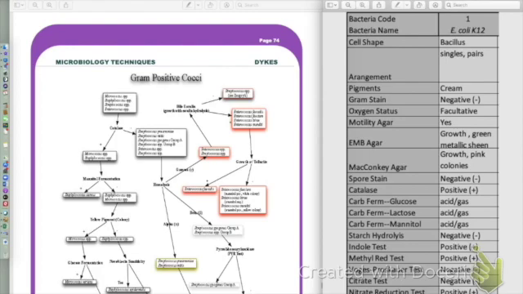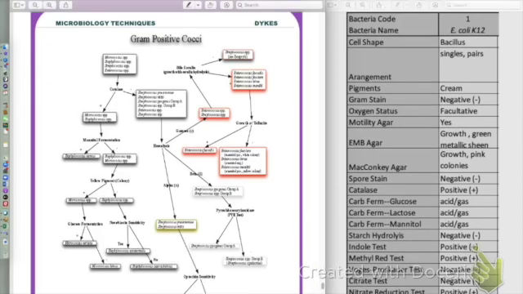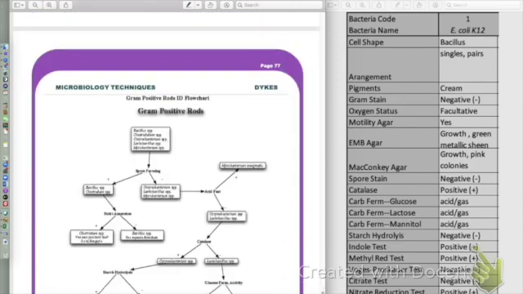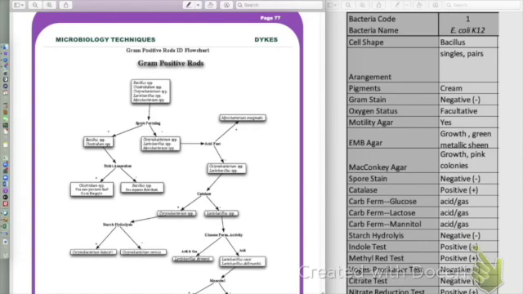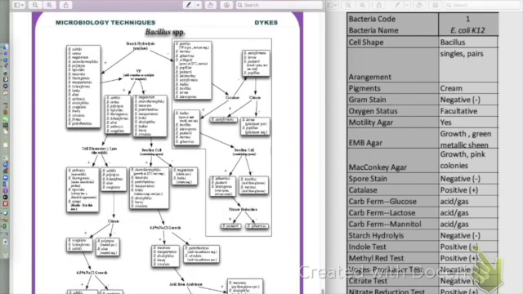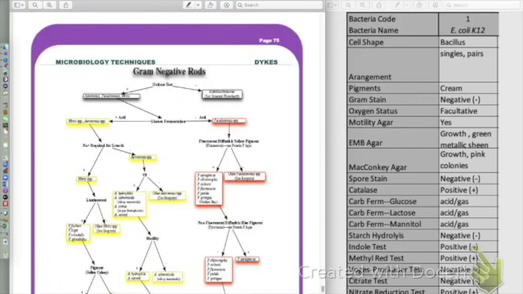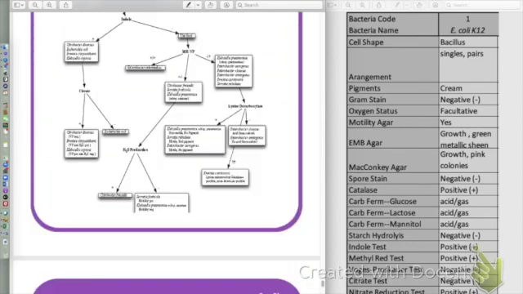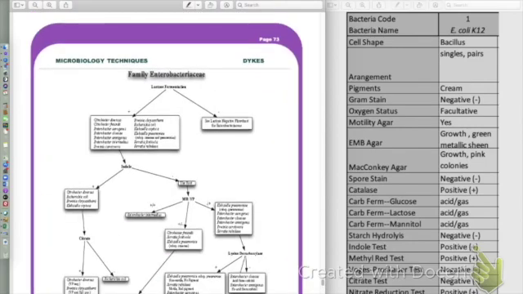Okay, so once you do the gram stain, that's really critical because that'll lead you to these flow charts. These flow charts in the back of your lab manual cover gram-positive cocci, gram-negative rods, and gram-positive rods. We don't have gram-negative cocci in this class, so we don't have that as an option. And then if it's a gram-negative rod, in some cases you would go to a subsequent chart. So, for example, if a gram-negative rod, then you might go to the family Enterobacteriaceae.